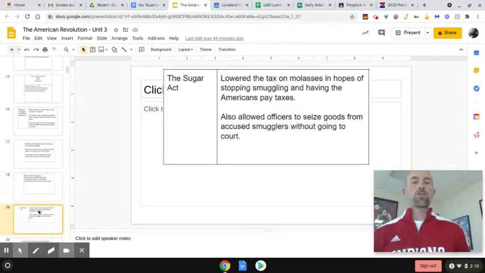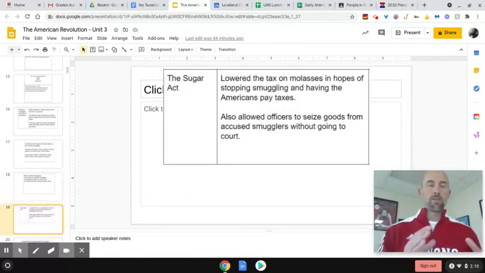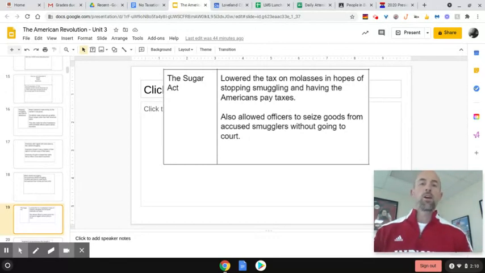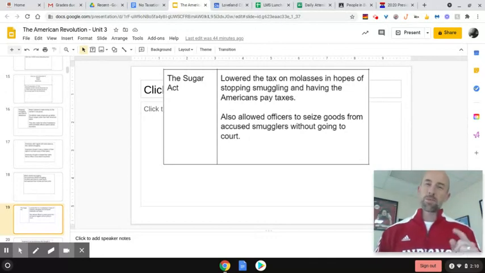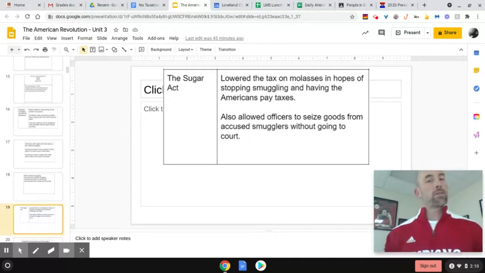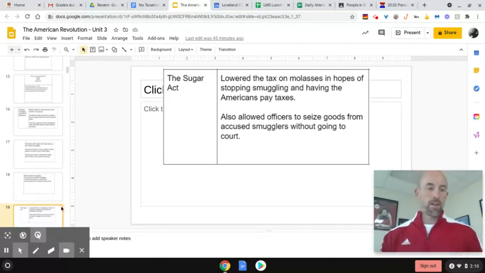Moving on to the Sugar Act. So this is the first of our taxes here. Anytime you hear these acts, it usually has to do with a tax. This lowered the tax on molasses, that's sugar, in hopes of getting the Americans to stop smuggling and to pay a little bit of taxes. But there was another part of the law that allowed officers to seize any goods from accused smugglers without going through a court process. So that is going to fire the Americans up. Let's see how it fires them up.